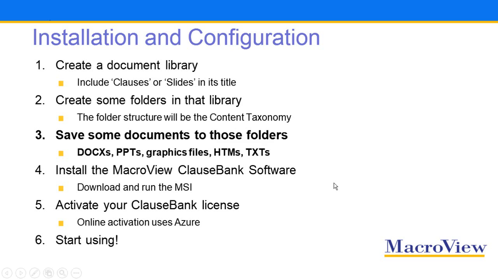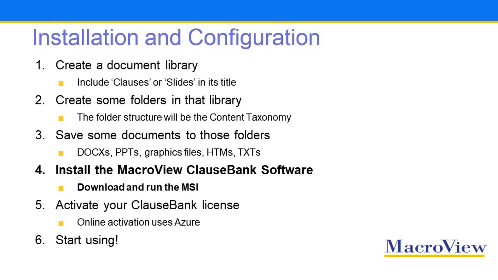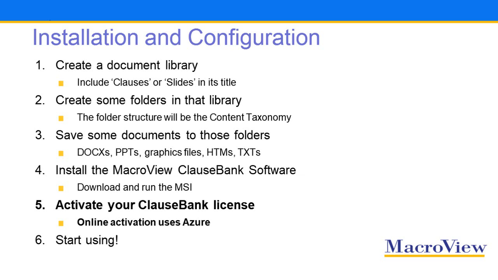The third step is to save some documents to those newly created folders. There's a wide range of file types that are supported. Each document will be a separate content item within your Clause Bank dialog. Step 4 is to download and install the MacroView Clause Bank software. It's a client-side only installation which is streamlined by running the supplied MSI. You then can activate your MacroView license, which you do using the MacroView licensing website running on Microsoft Azure. Then you can start using your new ClauseBank solution.